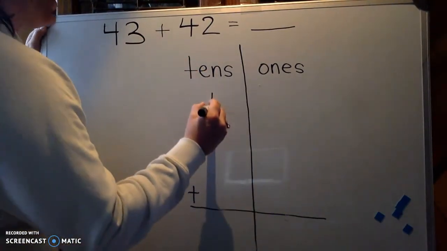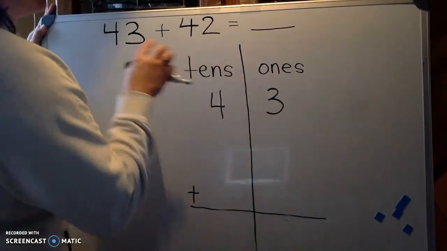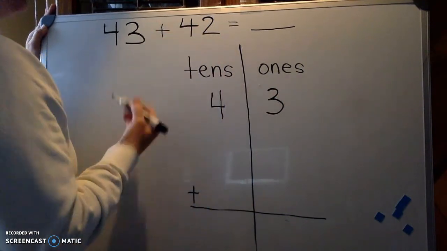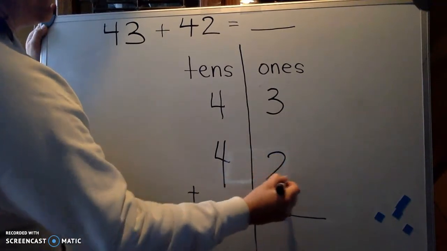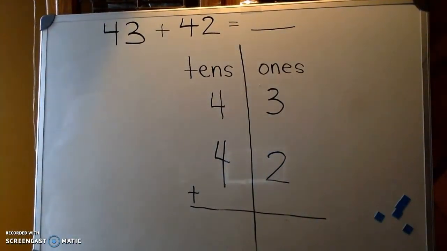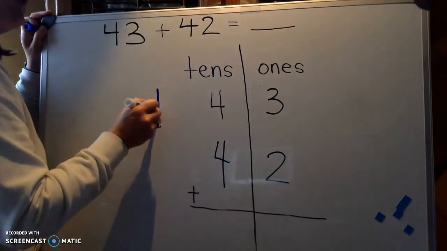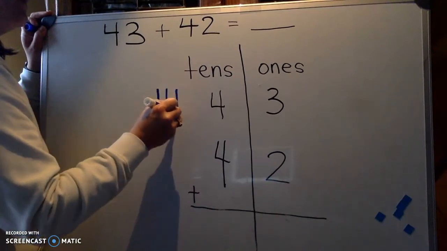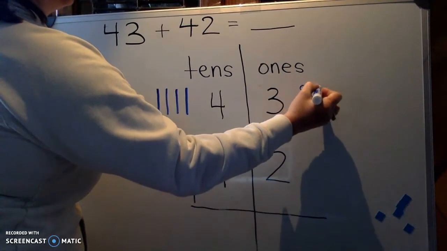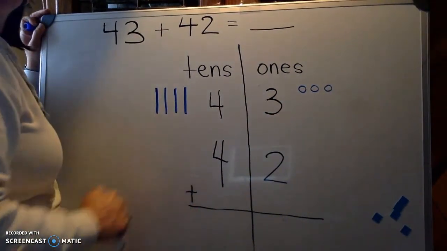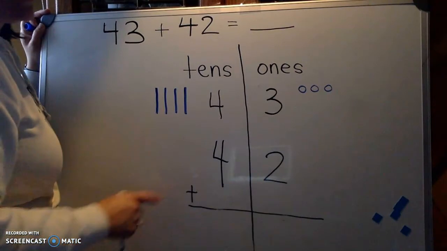43 has 4 tens. The value of that is 40, and it has 3 ones. 42 has 4 tens also, and 2 ones. When we draw it, 4 tens would look like this. 1, 2, 3, 4, and 3 ones like this. See if you can write this one. Pause your video and see if you can draw 42 without me.